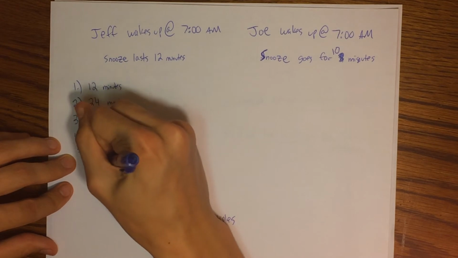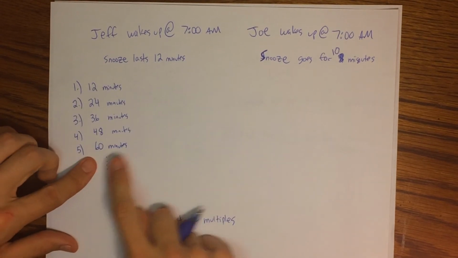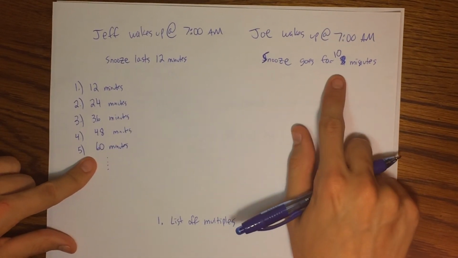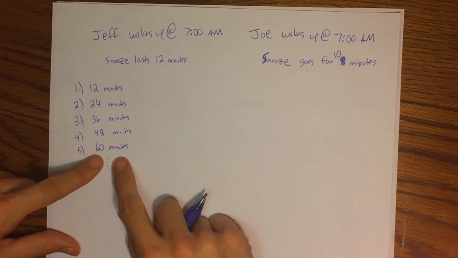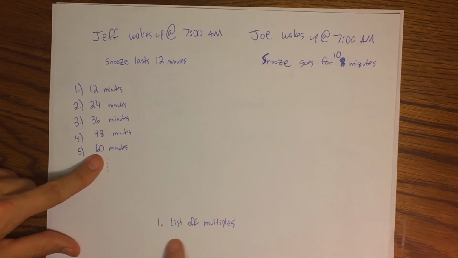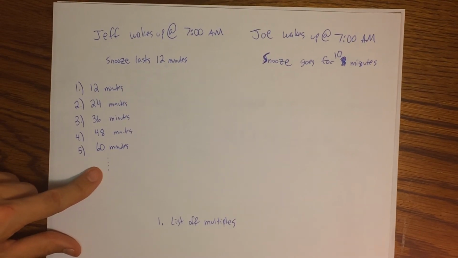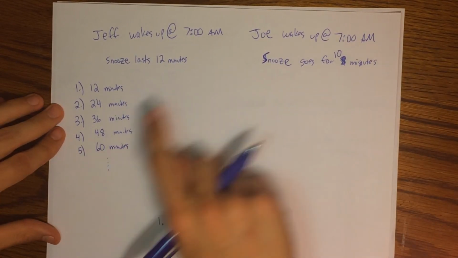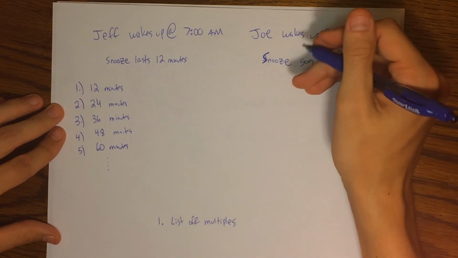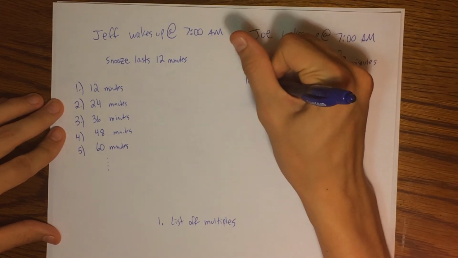Now, I could keep going, but I have a feeling, especially after looking at Joe's going off every 10 minutes, that we might have a common multiple here. Which, remember, that's going to be step 2. I'm just kind of thinking ahead now that we've seen this a couple times. But, alas, we're still on step 1, listing off the multiples. But now we're talking Joe.